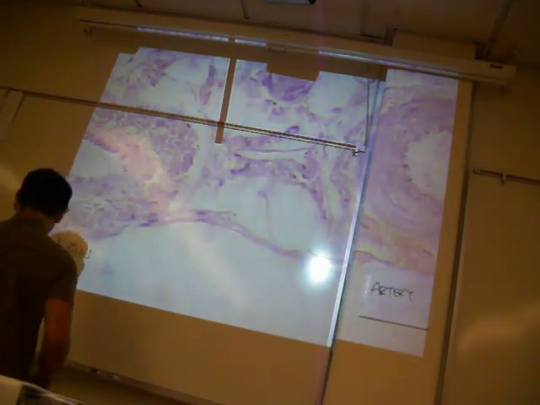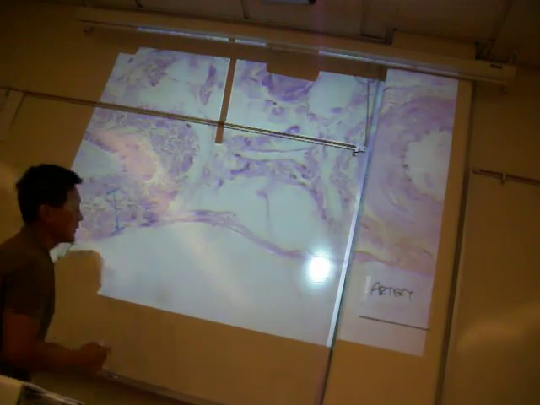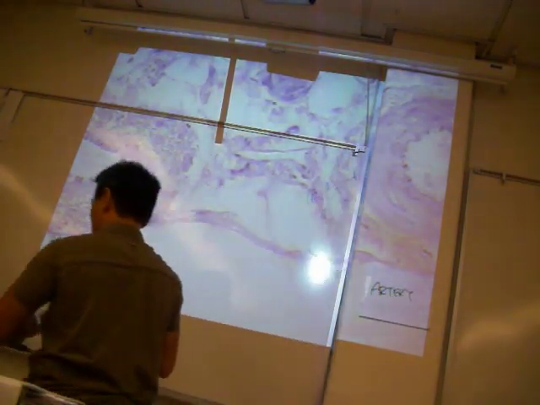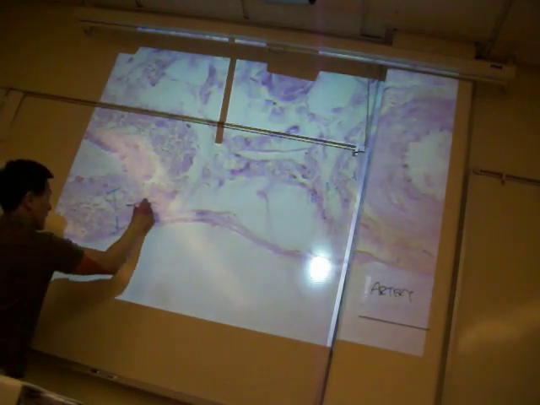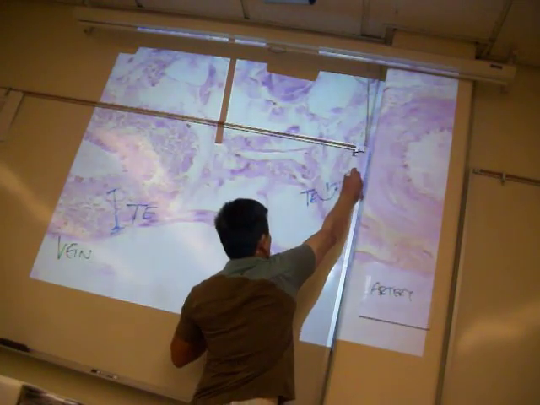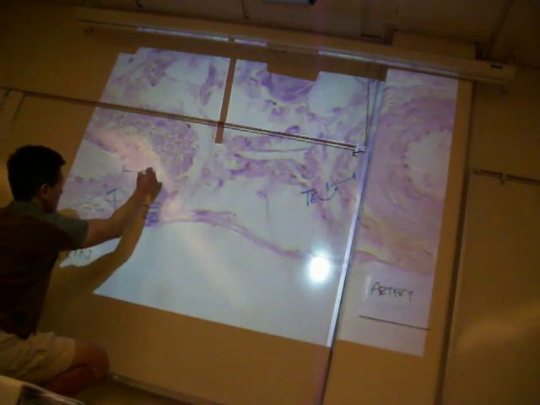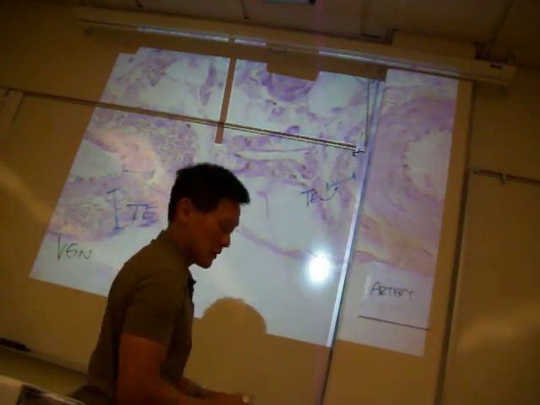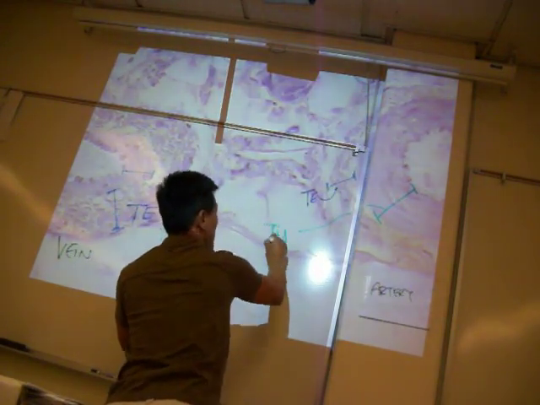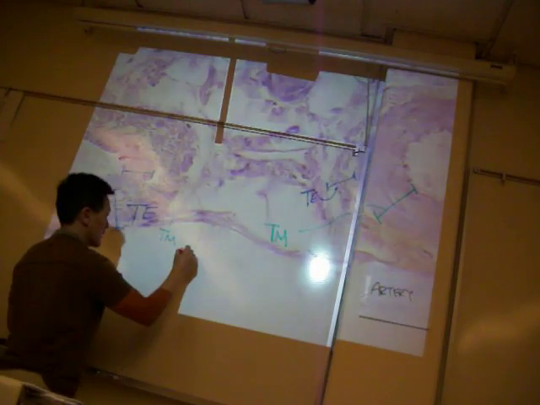There's your artery. All right, so this portion right here, there's your tunica externa. So this portion right here is your tunica externa on the artery. That better? You guys see that better? There's the tunica media. There's your tunica media right there. This is your tunica interna.